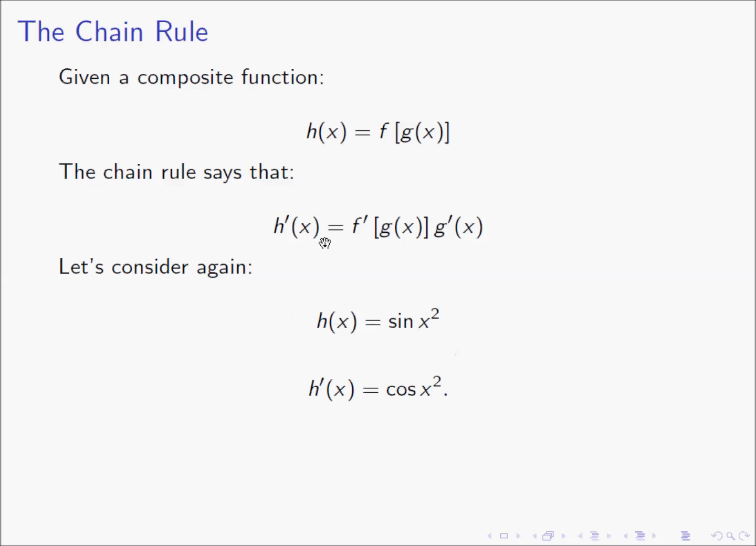What the chain rule says using outer and inner function terminology is that you should take the derivative of the outer function, evaluate it at g of x, and then multiply that by the derivative of the inner function. For this example the outer function is sine, so the derivative of that is cosine, evaluated at g of x, that is x squared, so we get cosine of x squared. Then we multiply by the derivative of the inner function. The inner function is x squared, so its derivative is 2x. So cosine is the derivative of the outer function and 2x is the derivative of the inner function.